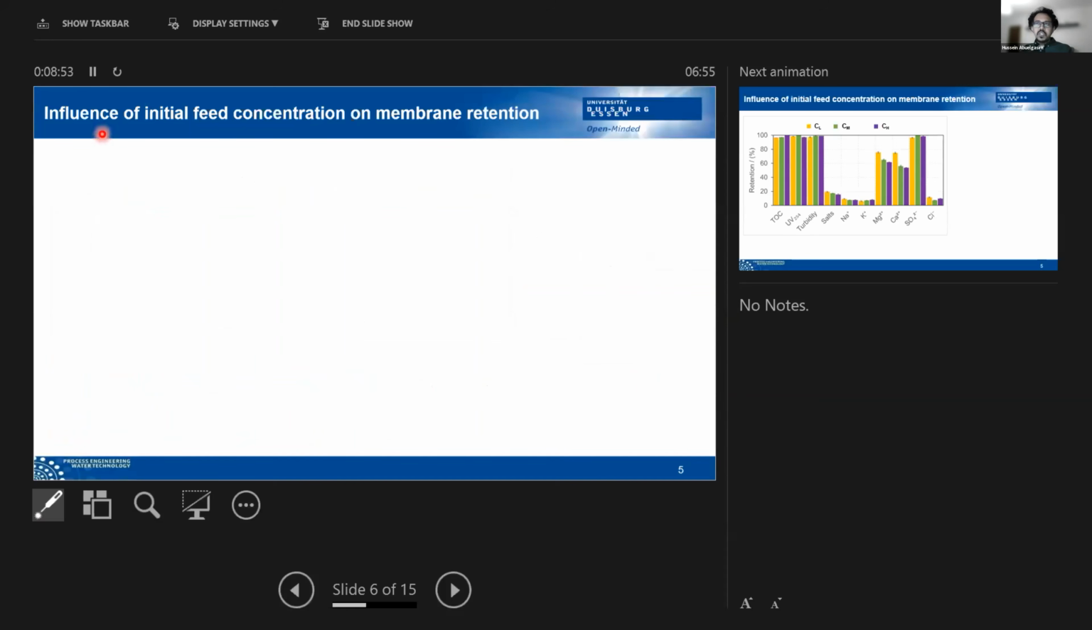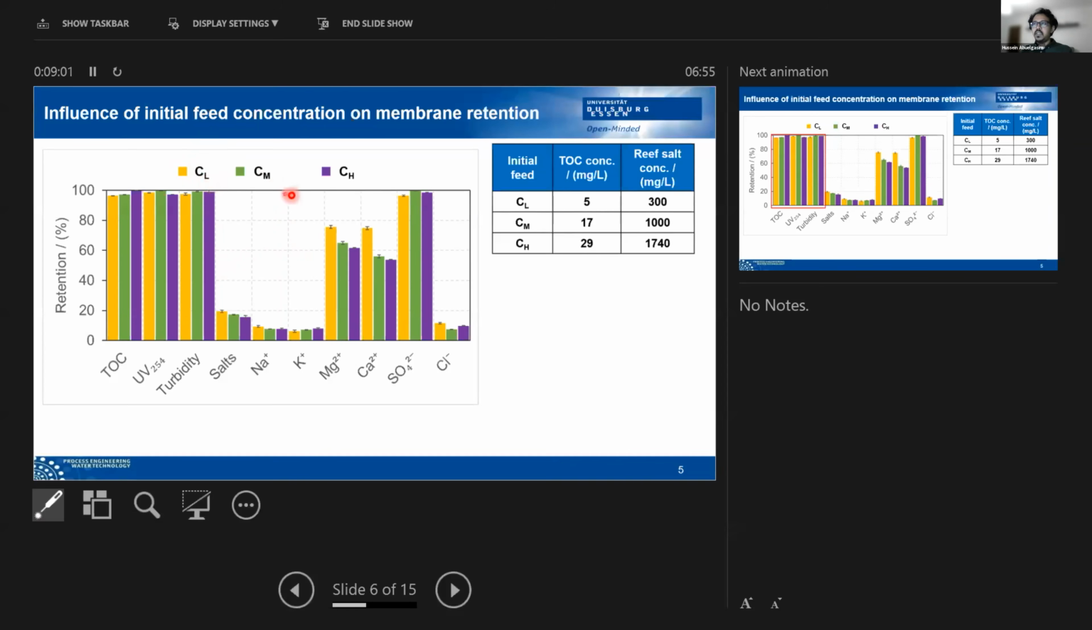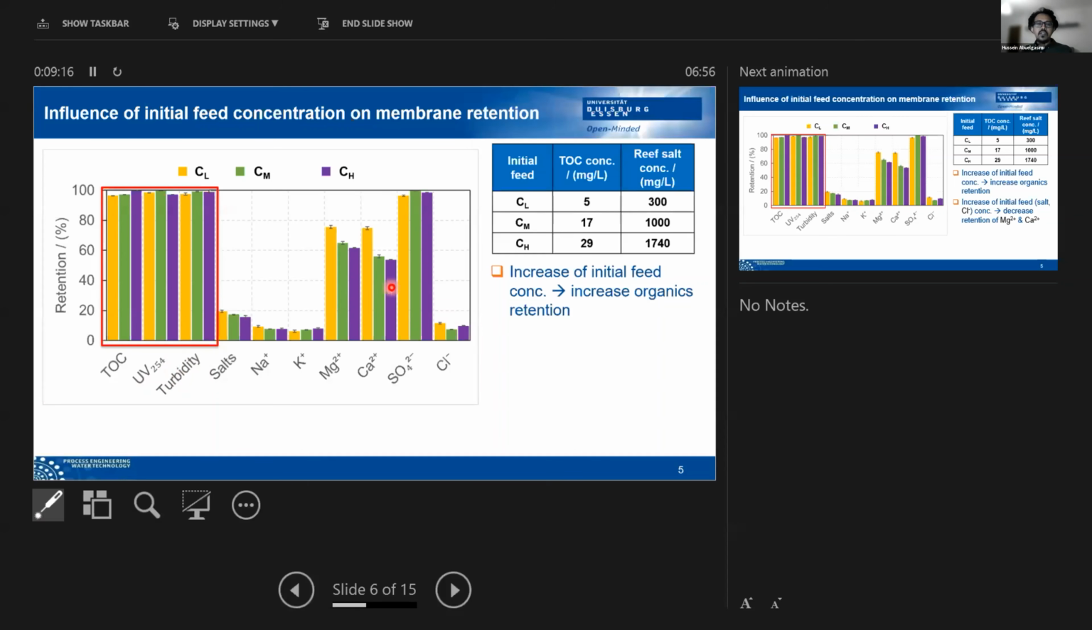So we also checked the influence of the initial feed concentration on the membrane retention. Here again we use the low, the medium, and the high initial feed concentration, and we measure the retention of organics, measured as TOC and UV 254 nanometer, and also turbidity. As you can see, whenever we increase the initial feed concentration, an increase in the retention of the organics is detected. For example, in the case of the TOC, the lower one was in the range of 95%. However, whenever we increase the initial concentration, a higher retention has been observed.